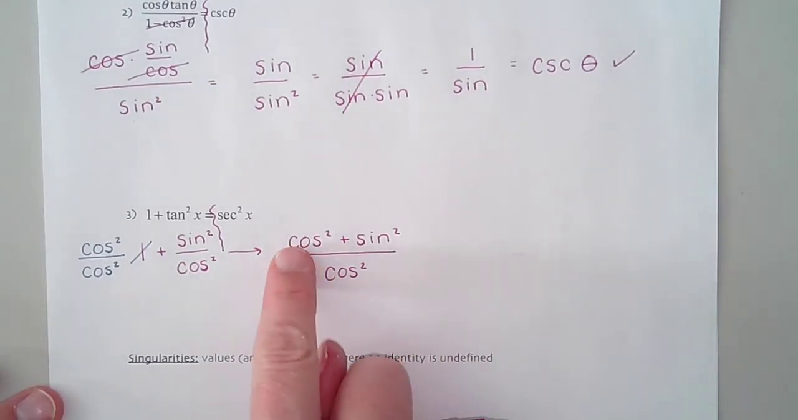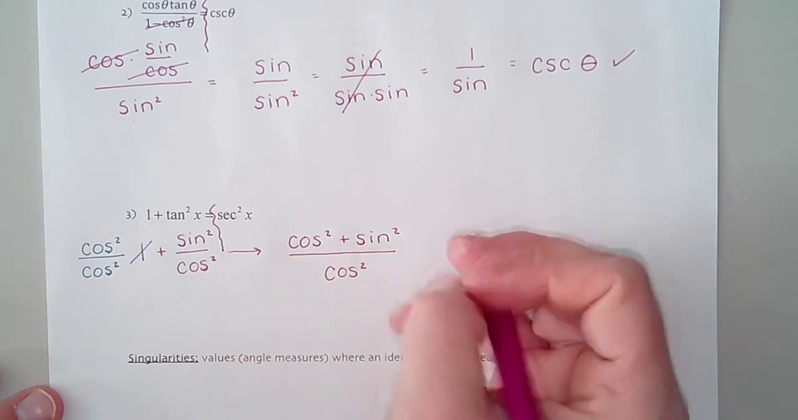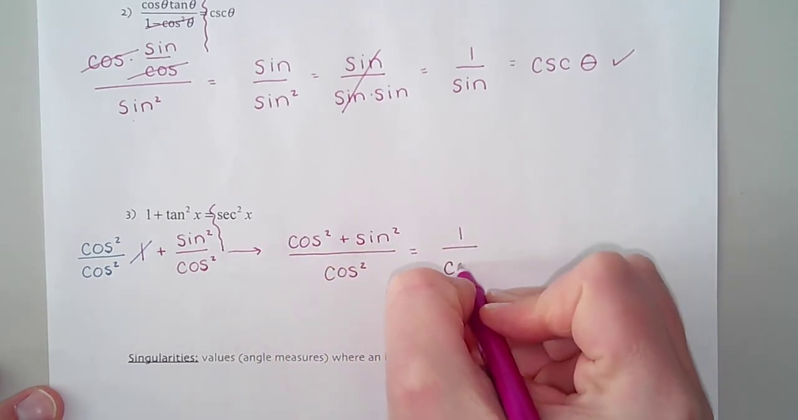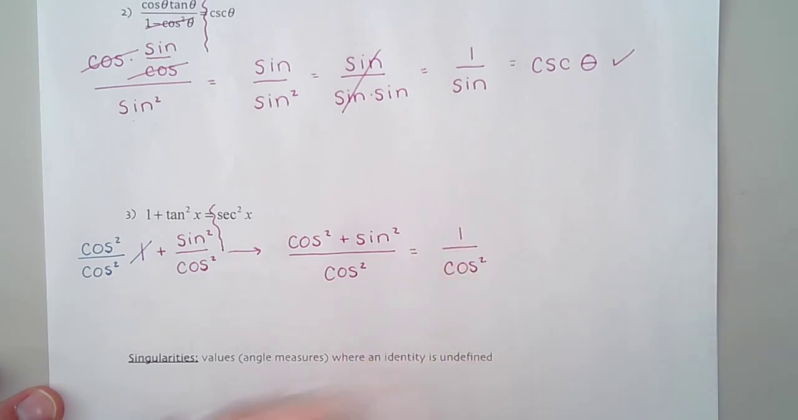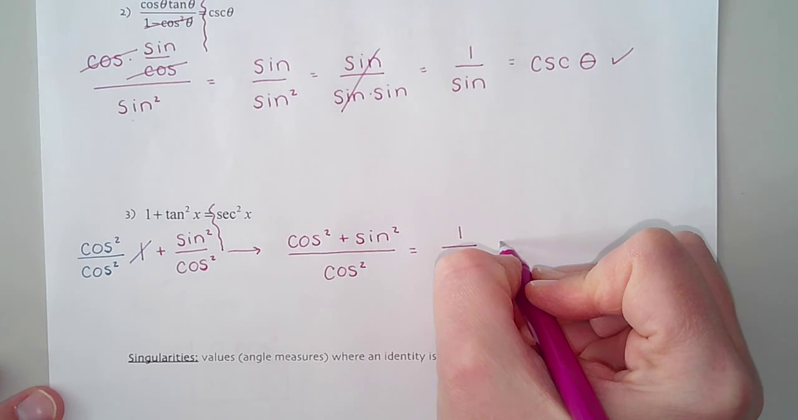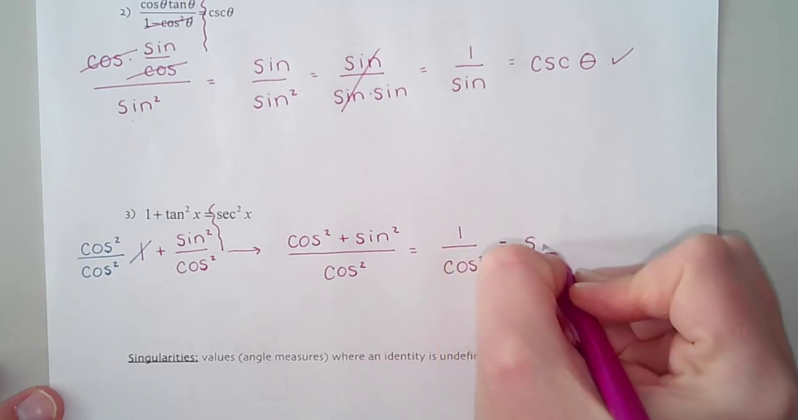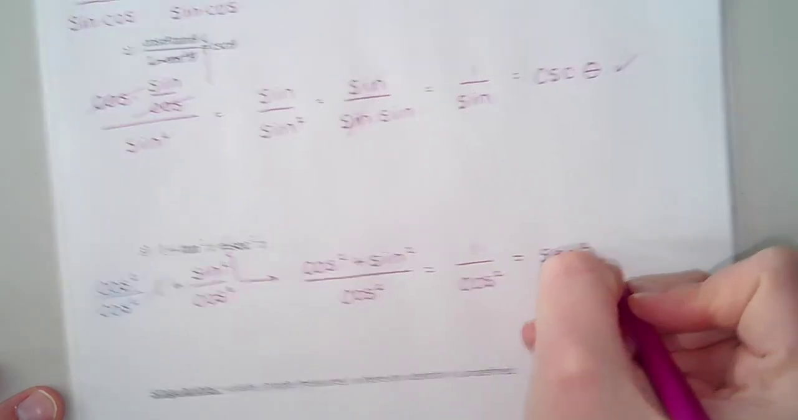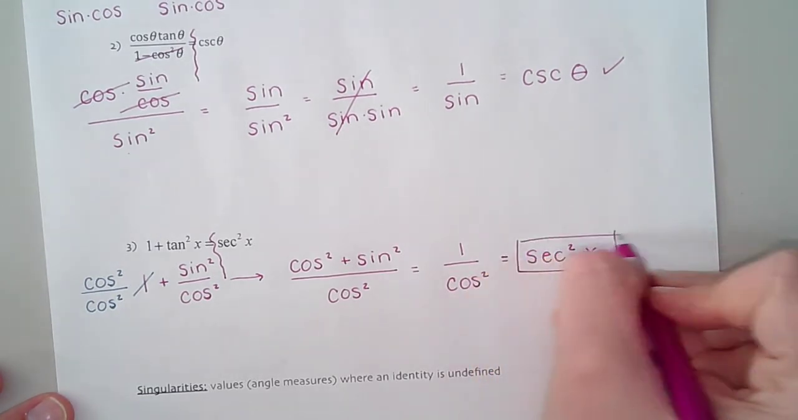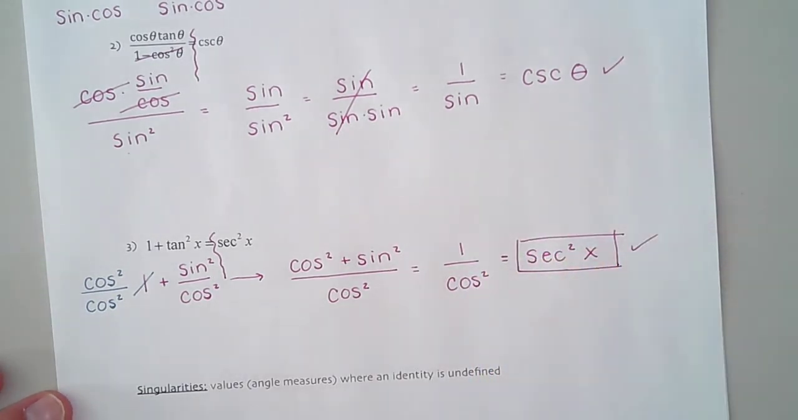But what I can do is recognize that cosine squared plus sine squared just makes a 1, and so then I end up with 1 over cosine squared. Well, 1 over cosine is secant, so 1 over cosine squared would just be secant squared of x. And that's your final answer. That's where we say, hey, that checks with what we started with.